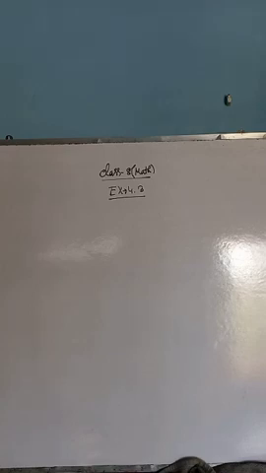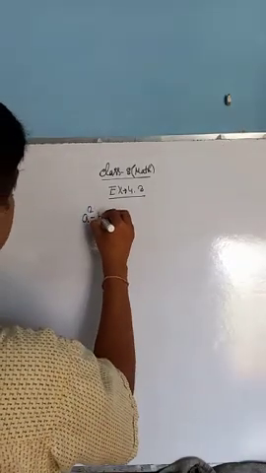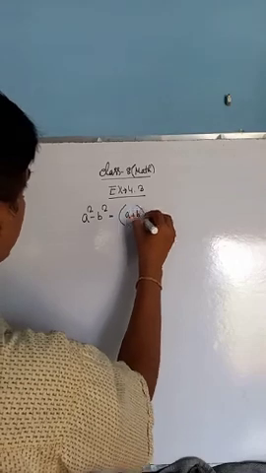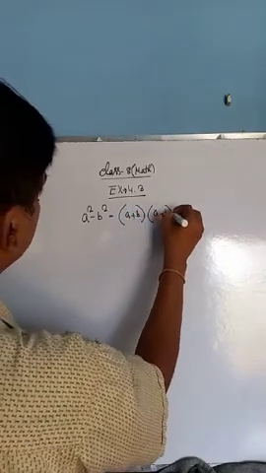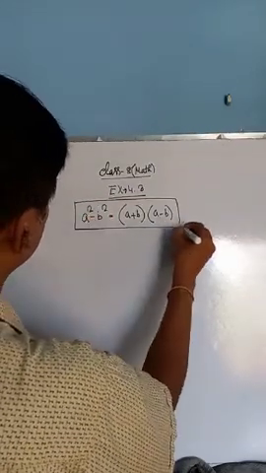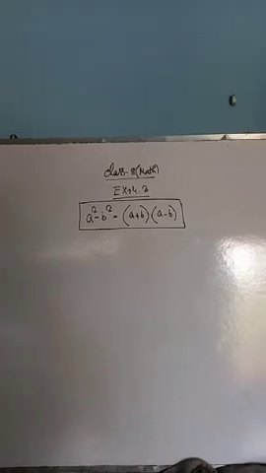What does it state? Here we can use one formula. What is the formula for that? a square minus b square is equal to a plus b and a minus b. This formula we can use to do this math. What do you mean by a and b? Suppose you think of it this way: a means the first term, b means the second term.